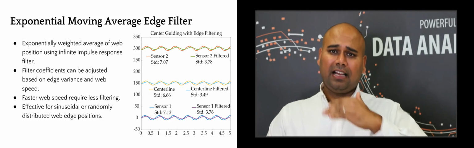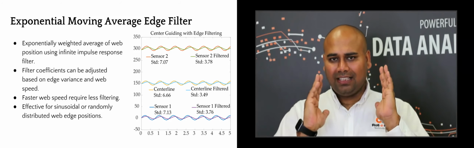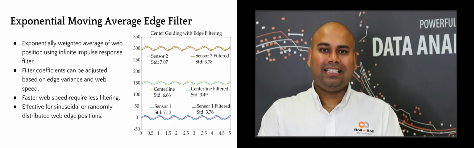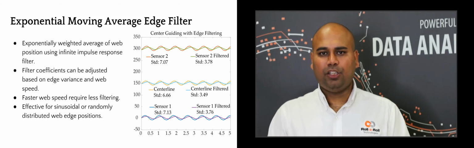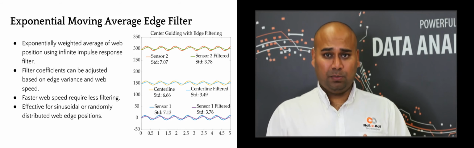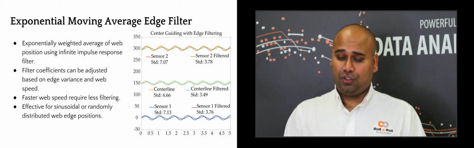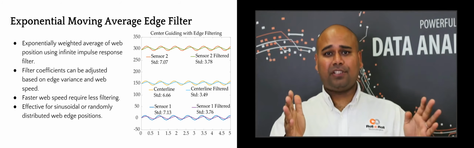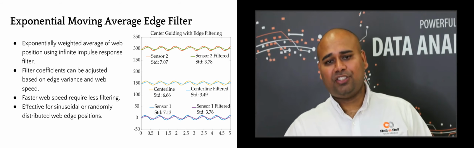And finally, a concept called edge filtering. Basically, instead of taking the instantaneous measurement, you can filter the data in time. A typical filter that is commonly used is an exponential moving average filter. This helps in significantly reducing the variation of the edge position, especially when you have an edge that is jagged and not really representative of the actual web position, just that the edge is kind of jagged like that.